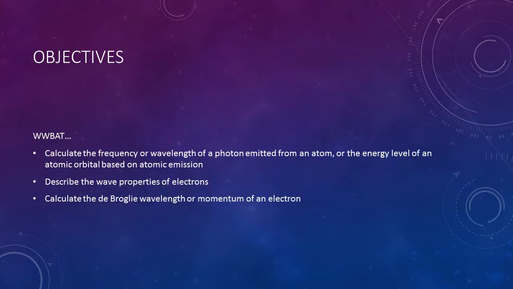We've just covered all of our objectives for 11.2. We've done all of the calculations regarding atomic emission spectra, as well as examined some of the wave properties of electrons. I introduced to you the concept of de Broglie wavelength and how to calculate that, and we also applied this to 11.1, the photoelectric effect. I hope this blew your mind.